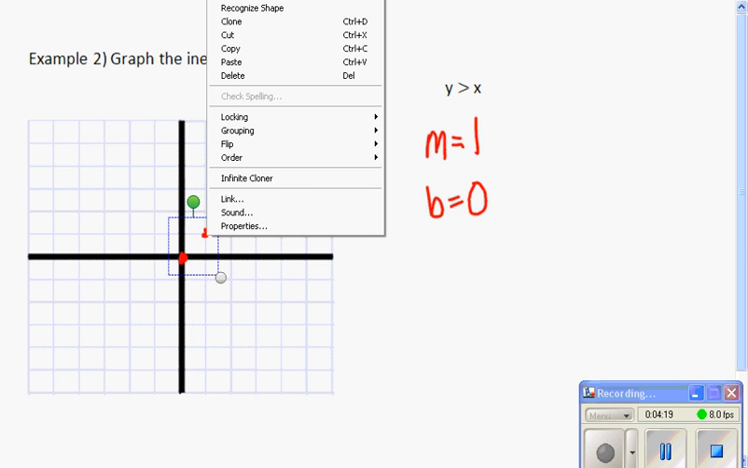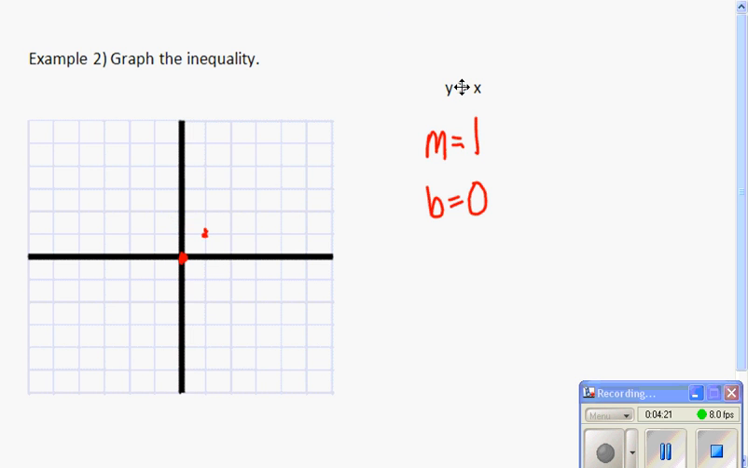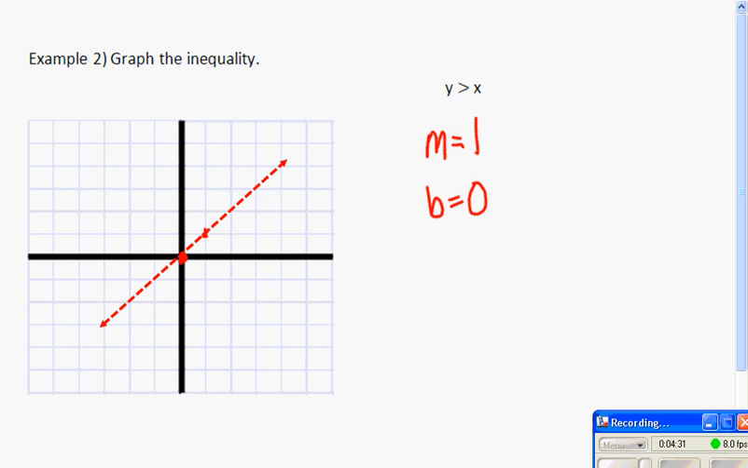Next thing I'd want to reference is the sign. This is a greater than sign. A greater than sign requires a dotted line. So using these 2 points, I'm going to construct a dotted line. Remember, a dotted line means that the values that lie on that line are not included.